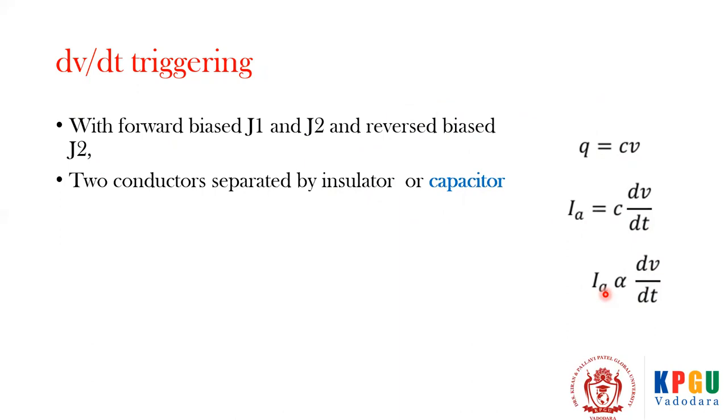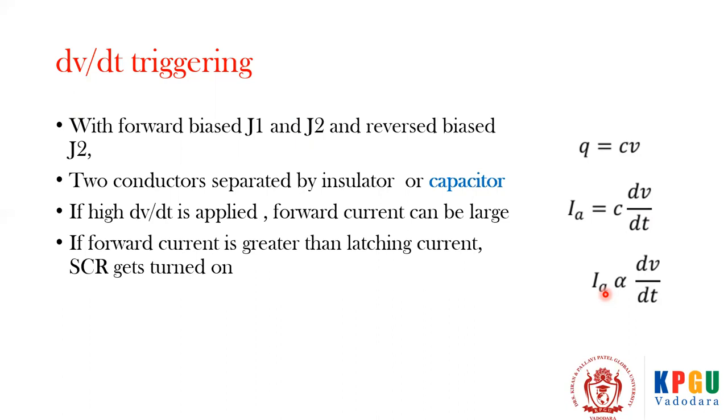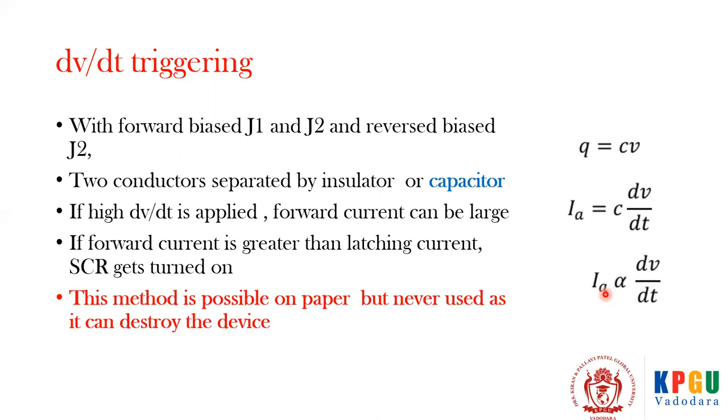So here, high dV by dt voltage is applied to turn it on. Of course, this method is also not advisable because high dV by dt also can damage. So on paper or theoretically it is all right, but this method is also not used in practice because high dV by dt can destroy the device, right?